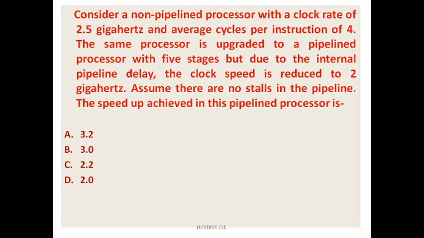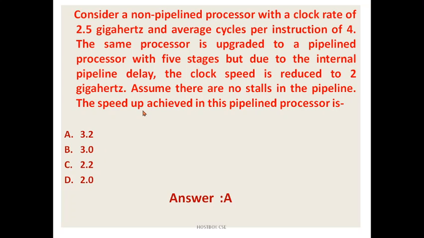So simple and easy. Here the question asked like this: consider a non-pipelined processor with a clock rate of 2.5 GHz and average cycles per instruction of 4. The same processor is upgraded to a pipelined processor with 5 stages, but due to internal pipeline delay the clock speed is reduced to 2 GHz. Assume there are no stalls in the pipeline. What is the speedup achieved in this pipelined processor? The options given are 3.0, 3.0, 2.2, 2.0.